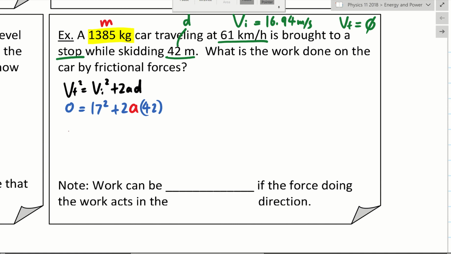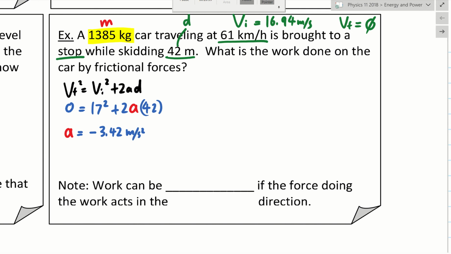Now, at this stage, this is our first chapter's work. I'm going to assume that you can do this on your own. So it's negative 3.42 meters per second squared. So that's our acceleration. Good.